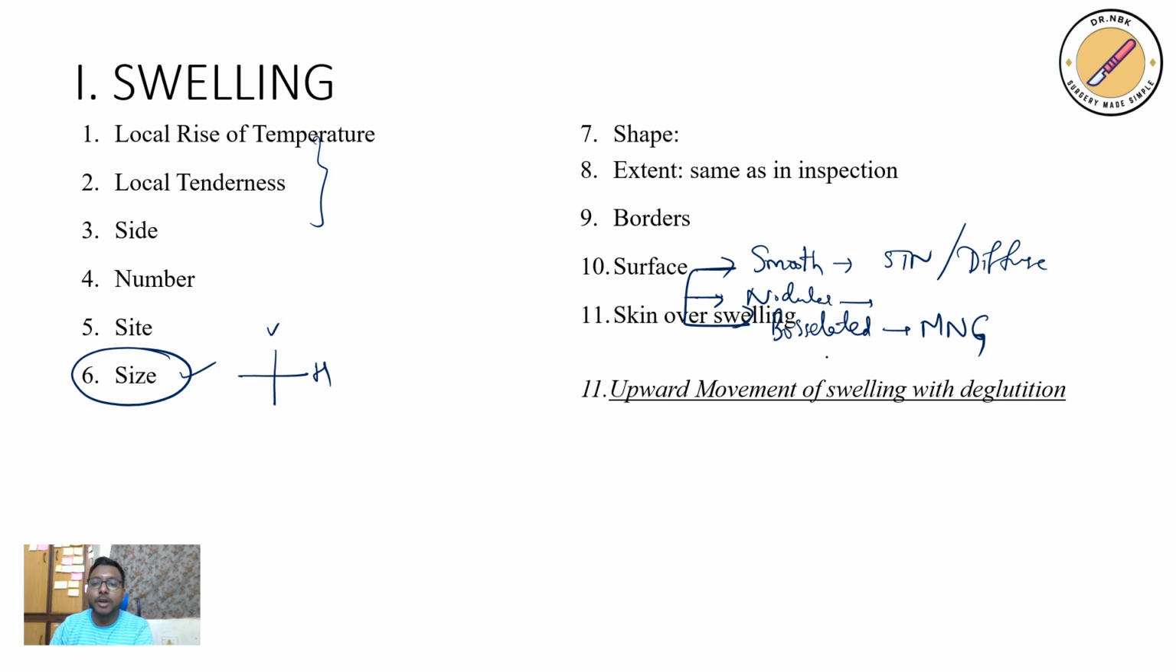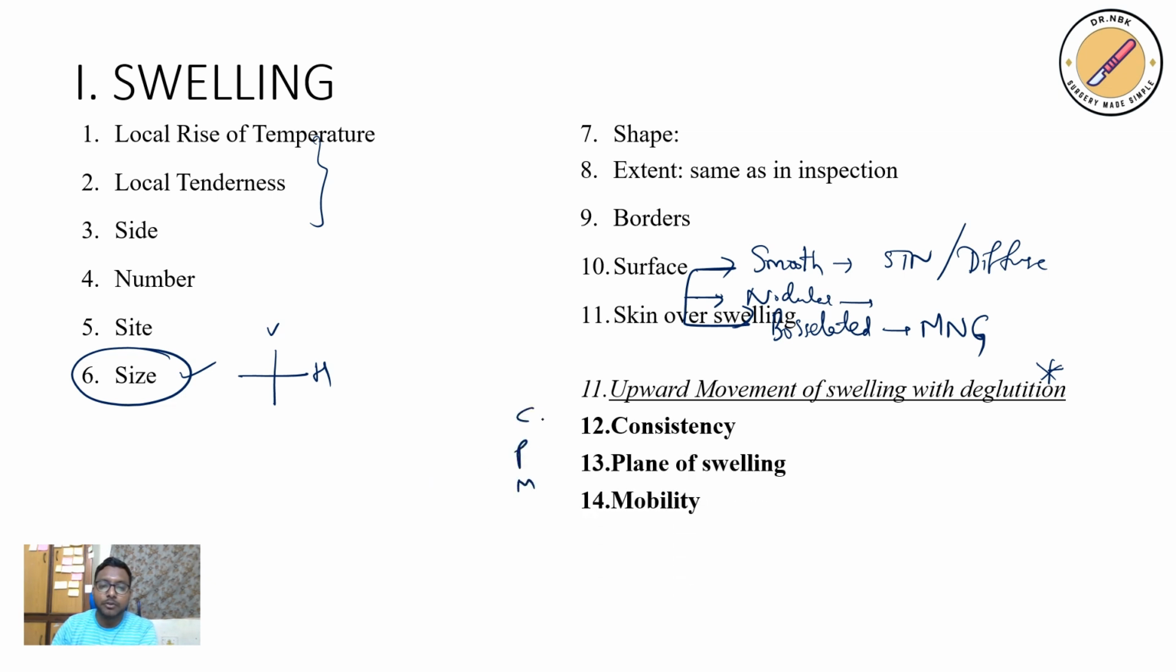Then very important, upward movement of the swelling with deglutition. How will you check it in palpation? You need to hold the swelling, then ask the patient to swallow. Then you can appreciate the upward movement of the swelling with your hand, right? Next. I told you in the introduction to case sheet, whenever you are examining a swelling, there are three most important points which are exclusively examined in palpation. You can remember them with the help of a mnemonic, CPM. C for consistency, P for plane of the swelling, M for mobility.